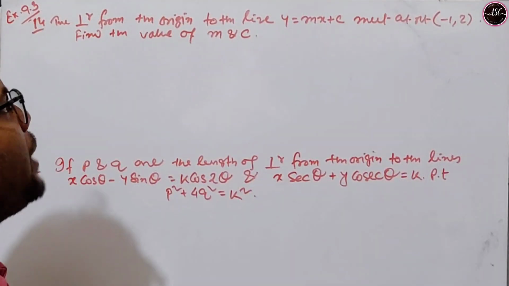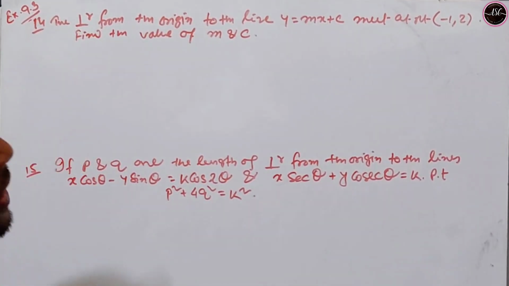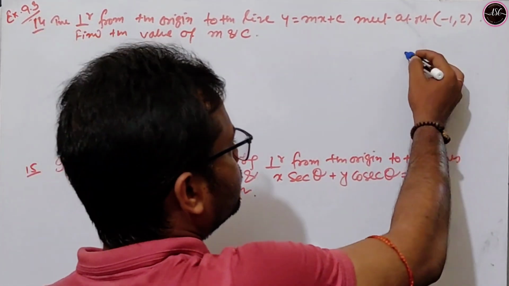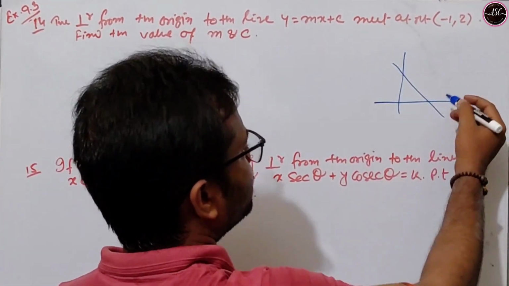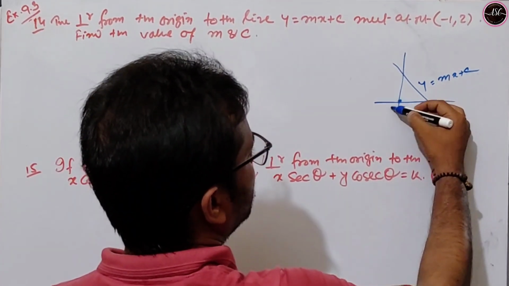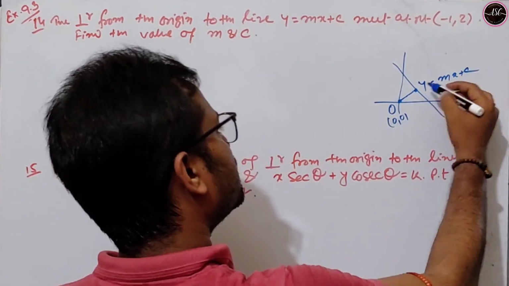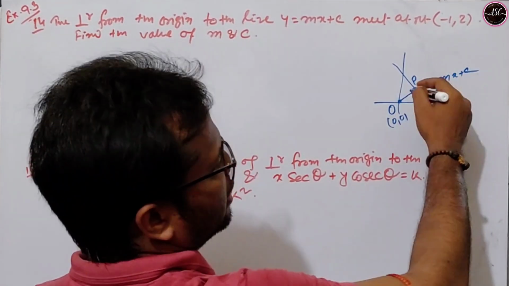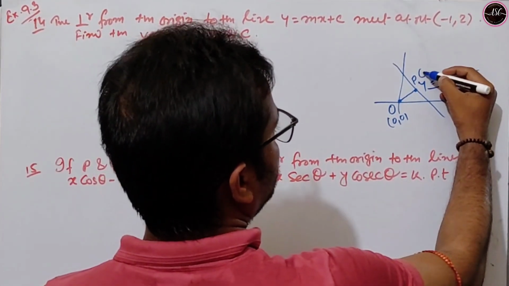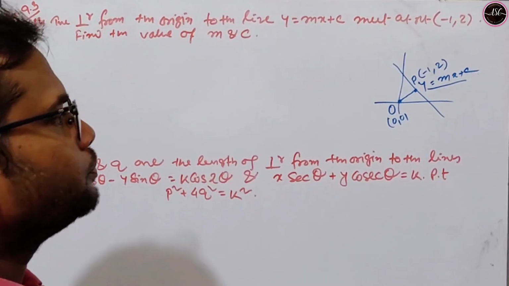Then look at this question. The perpendicular from the origin to the line y is equal to mx plus c meets it at minus 1 comma 2. Find the value of m and c. Okay, so just see, this is the xy plane and this line is y equal to mx plus c, and from the origin, that means O, the coordinate is 0, 0. So from here the perpendicular meets the line y is equal to mx plus c at P, whose coordinate is minus 1 comma 2.